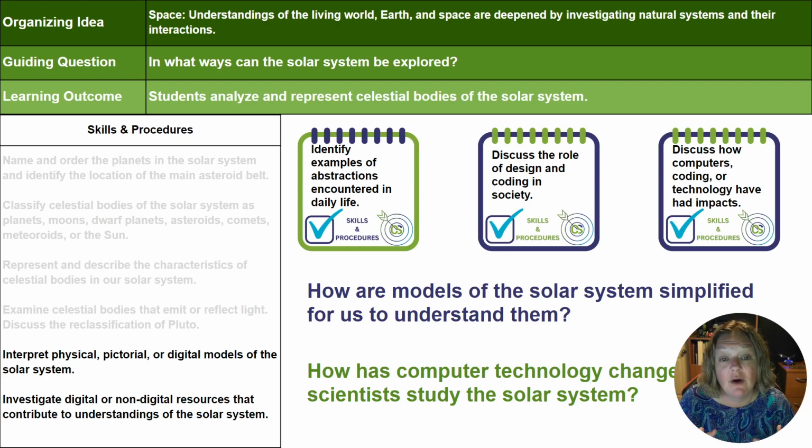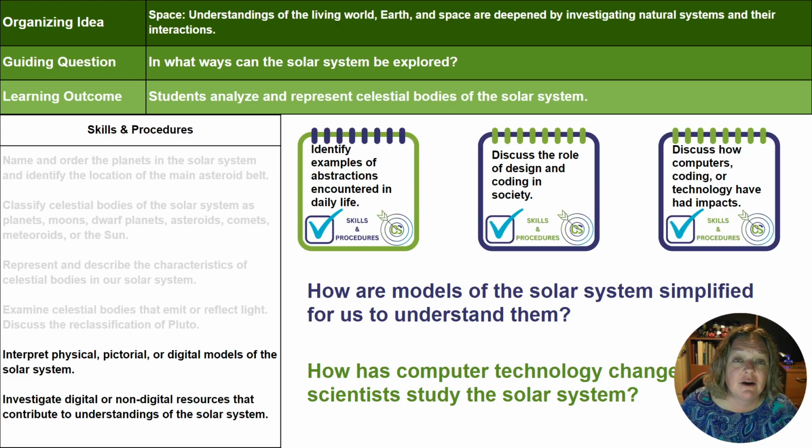And then we can say, well, this is an abstraction of the solar system. It shows us enough information for us to fully understand what the solar system is, but it's been simplified down to make it much easier to understand. That is a concrete example of abstraction that you can share and work through with your students to help them understand what abstraction is, to be able to eventually identify on their own examples of abstractions encountered in daily life.